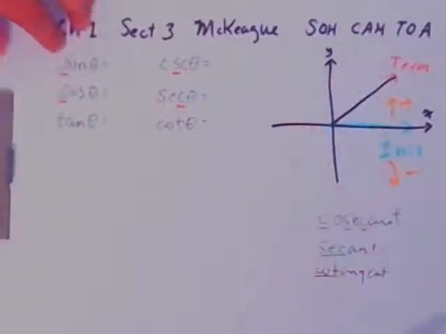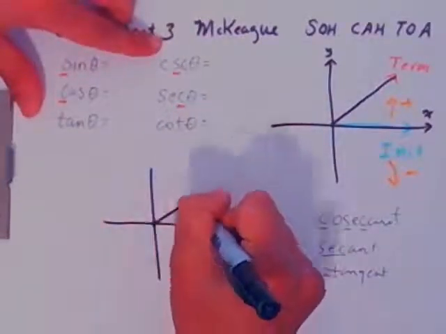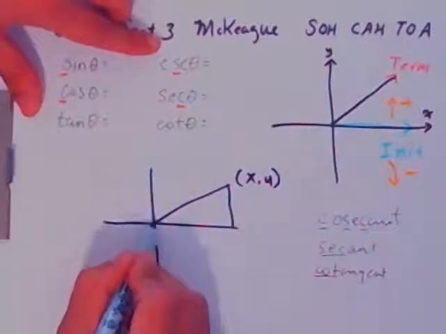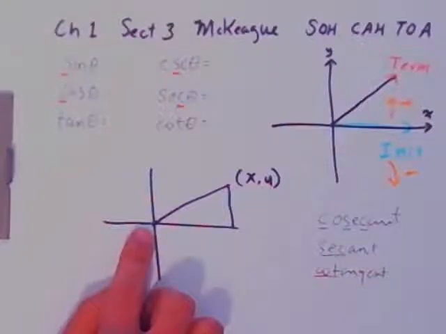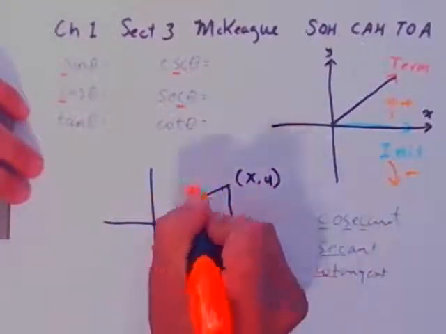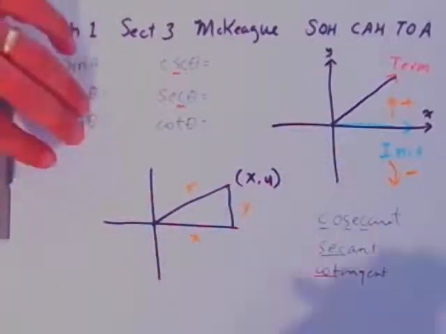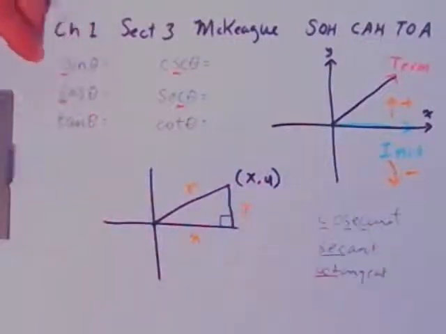So let's get started. What this looks like using secant. If you have an angle like this, with the coordinate x, y, always radiating out from the origin, so you have to radiate this from 0, 0. This is going to be your x value, that's going to be your y value, that's going to be your radius. And we know that x and y are always perpendicular.